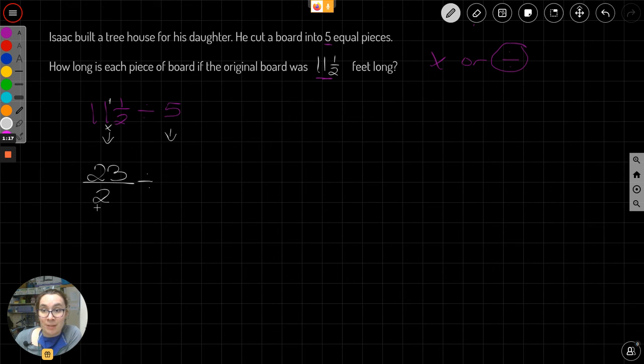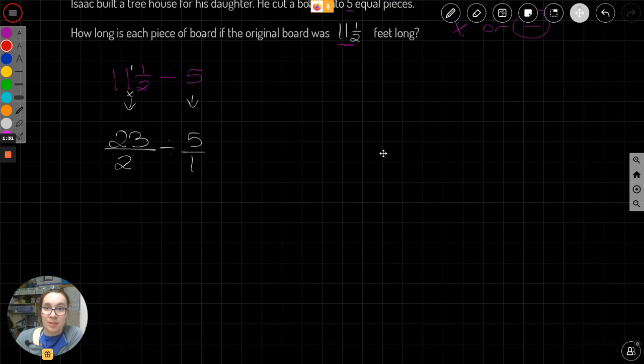And how do we do fractions with whole numbers? We stick them over 1. So now I have a lovely division problem. Cool. Now, how do I divide? Well, let me scooch this up a bit.